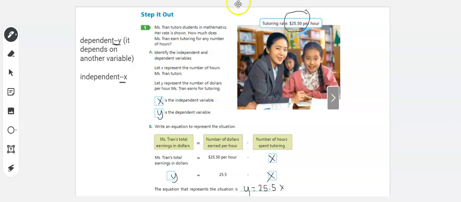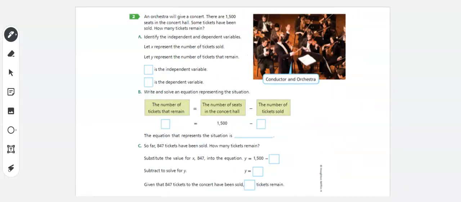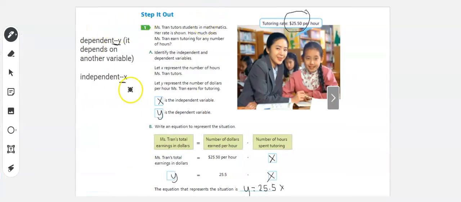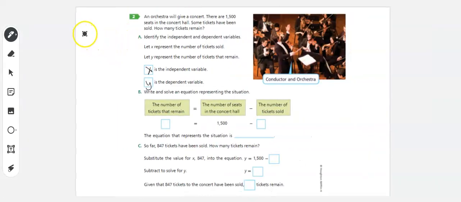Let's flip to page 322. Again, remember, dependent is y, independent is x, so go ahead and write those in there so you remember. Make sure you made that note on the last page right there. If you need to write it again, dependent y. Independent x. Look at that.